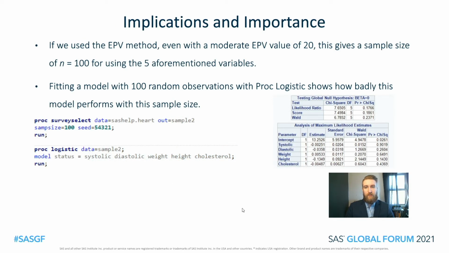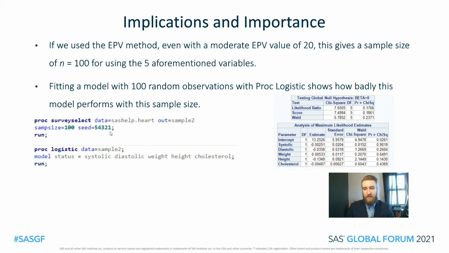So implications and importance. If we wanted to compare this to using the other method, like the EBV magic number method, even if we used a moderate EBV value, so we did like 20 instead of 10, this would give us a sample size of 100 if we're using these 5 variables to predict. So if we fit a model with 100 observations with Logistic, we can see how badly this model performs with this sample size. So once again, I'm taking a sample size of 100 because that's what our EBV value would specify our sample size should be.